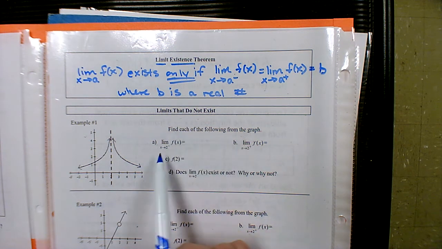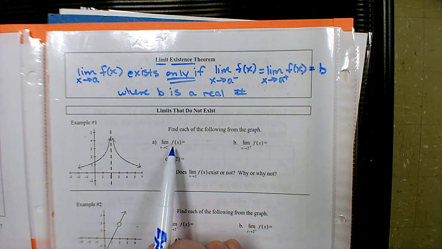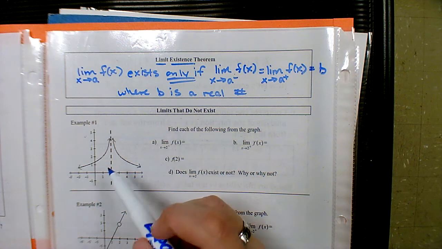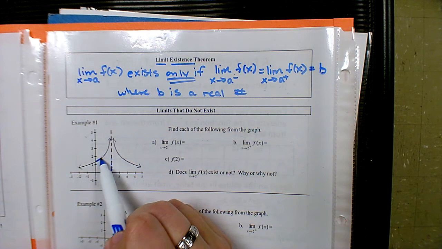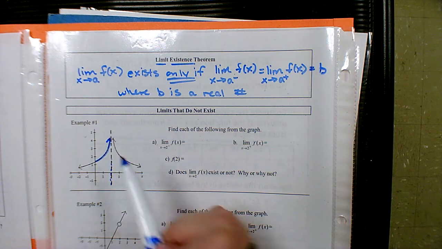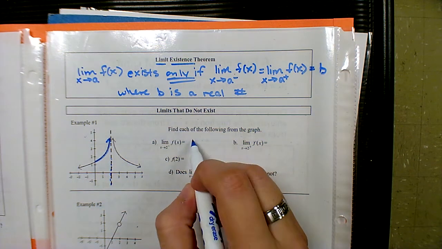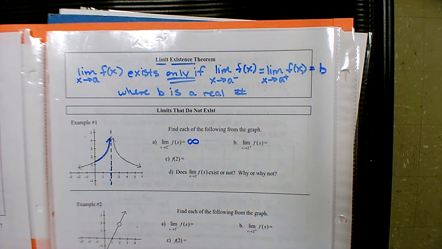Find each of the following from the graph. If you were to approach 2 from the left, how would you describe the height of the graph? So find that x value of 2, trace the left-hand side. As you get closer to 2, what's happening to the height? How would you describe it? It's getting close to infinity. It's going up forever. Good.